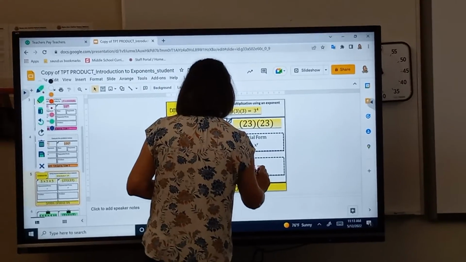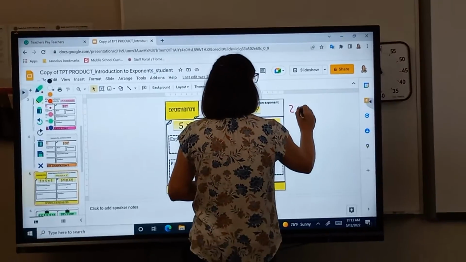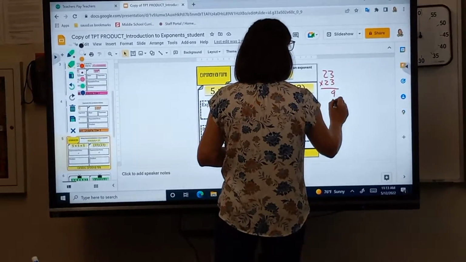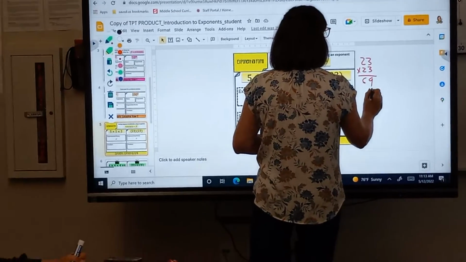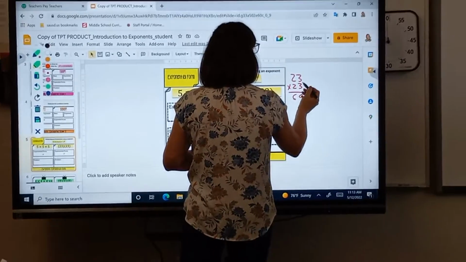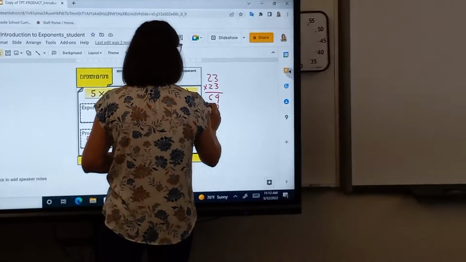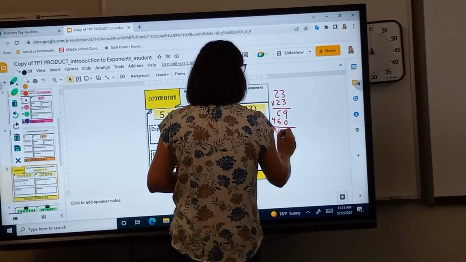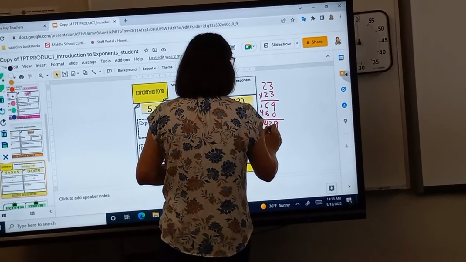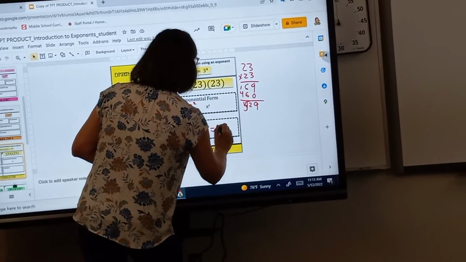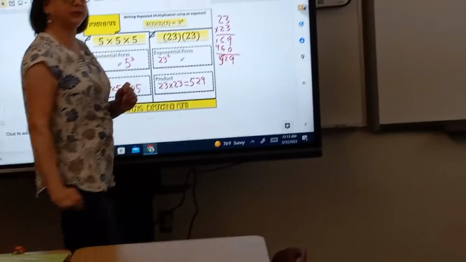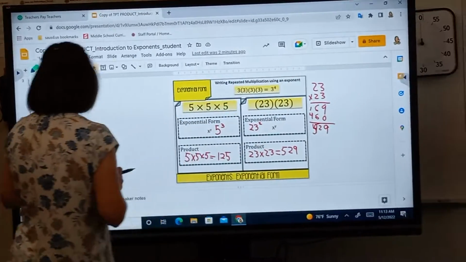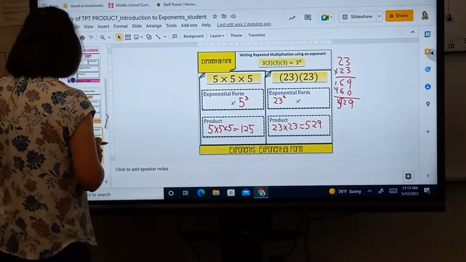I don't have a calculator. So I'm going to do double-digit multiplication over here. 3 times 3 is 9. 2 times 3 is 6. Bring the 0 down. 2 times 3 is 6, and 2 times 2 is 4. And then you add, whoops, you start on the right to add. So that would be a 5. 529. Did anyone get that? Very good.